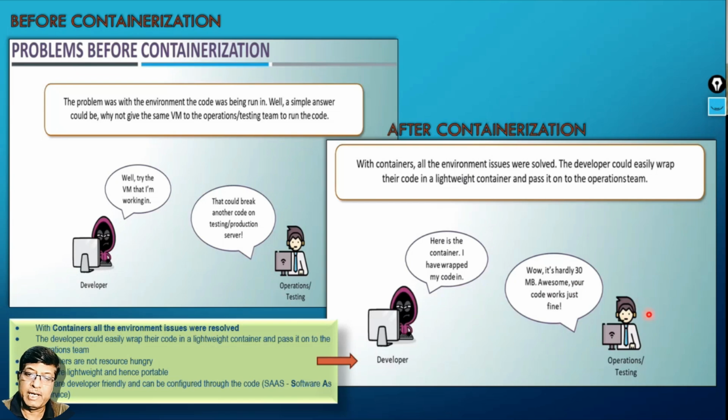So there is a big smile on the face of the operations guy, and they say, "Oh wow, it is only hardly 30 MB. Awesome, your code works just fine." Why? Because he executed that command given by the DevOps guy, the development guy, and he does not do anything else. No configuration changes are needed in the testing environment, the pre-production environment or the production environment. Just one line of code this guy will execute. That's all.